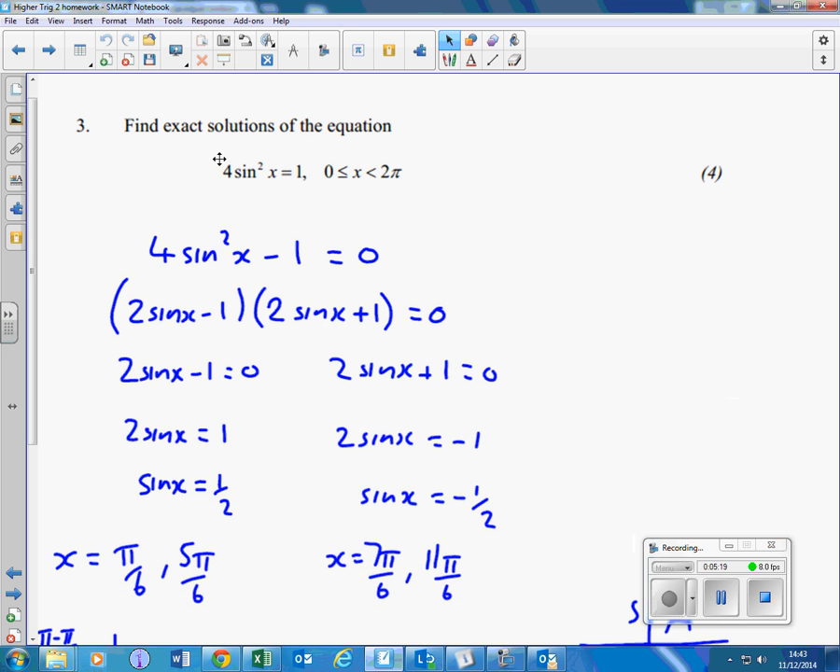We can either divide through by 4 to get sin squared x equals a quarter, and take the square root to get plus or negative 1/2. That is more than okay, or the proper mathematical way of doing it: bring the 1 over, difference of two squares, so 2 sin x minus 1, 2 sin x plus 1, because 2 sin x all squared would be 4 sin squared x. So 2 sin x minus 1 equals 0, sin x is a half. This one on the right hand side, sin x equals negative 1/2.